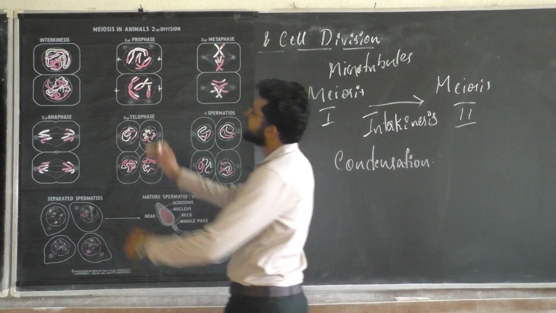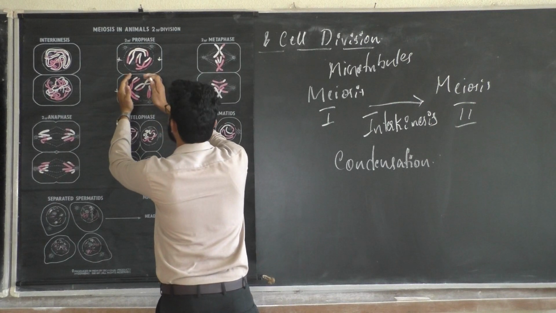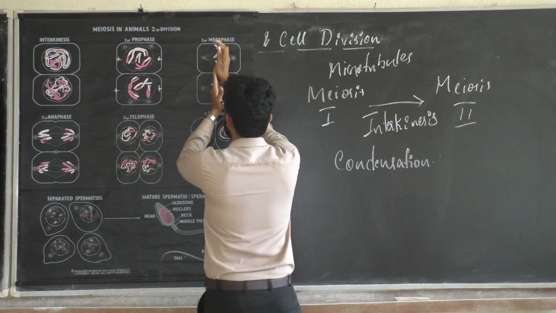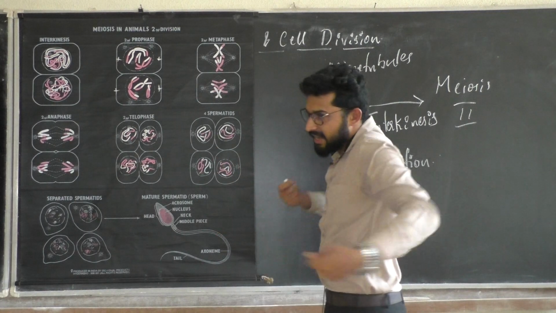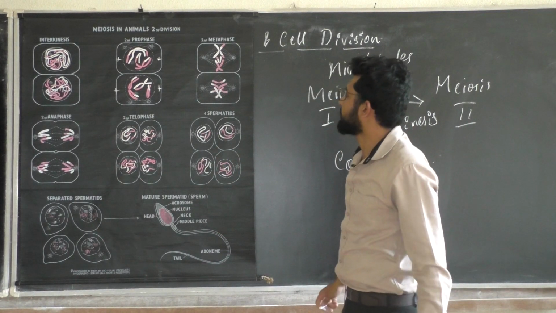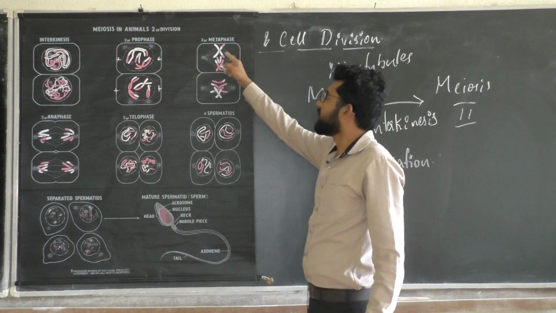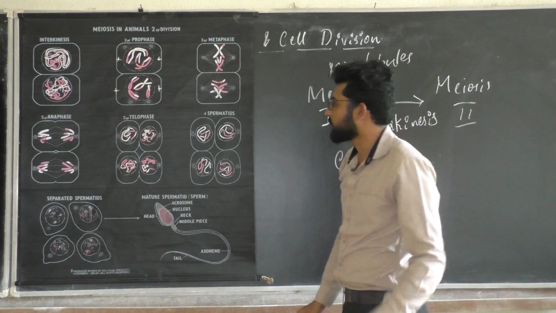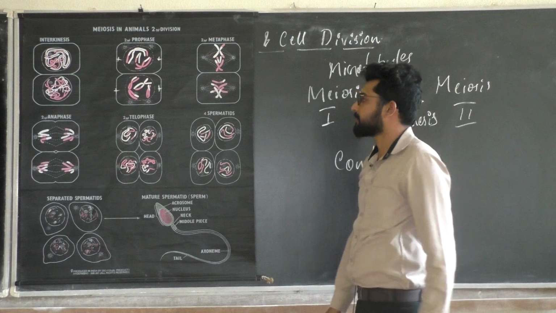Now the whole set of chromosomes, in a very tight or condensed manner, will be attained at the central equatorial position, and that is held by the microtubules. This is called the metaphase plate, and you will be witnessing the second metaphase in meiosis 2.